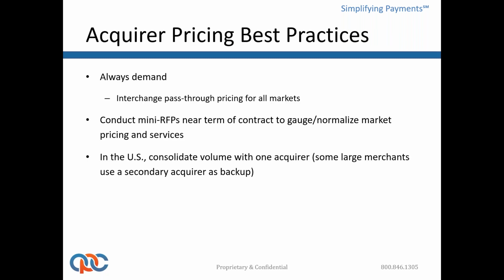is with your payment processors, request interchange pass-through pricing, do mini RFPs near the end of your contract term, just to get a sense of pricing in the marketplace, and try to consolidate your volume with one provider, unless you have unique circumstances, or you're doing billions in volume and you need a secondary processor for redundancy purposes. So with that, that's all my slides. Let's go to Q&A. Sure, thanks, Anand.